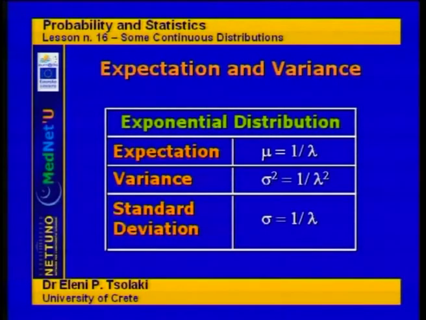The expectation and the variance for the exponential distribution are given here. The mean is 1 over lambda, and the variance is 1 over lambda squared. We remember here that for the Poisson distribution, the mean was lambda. So we note the difference between the Poisson distribution and the exponential distribution. We have to be careful not to confuse them.